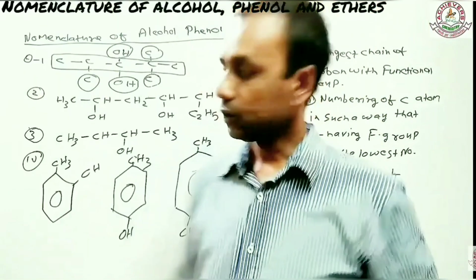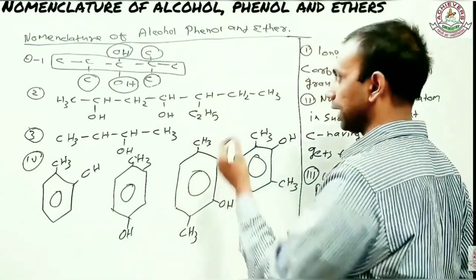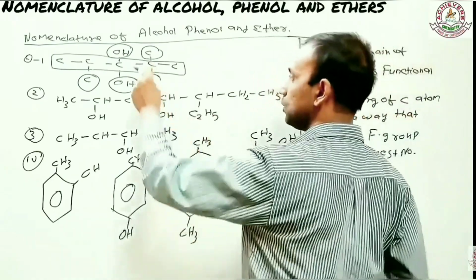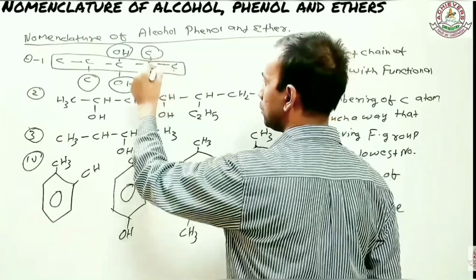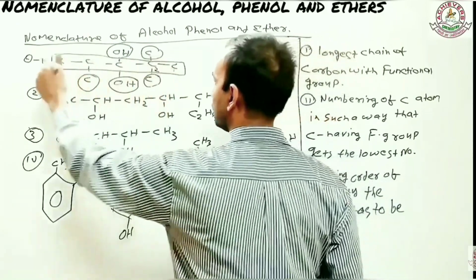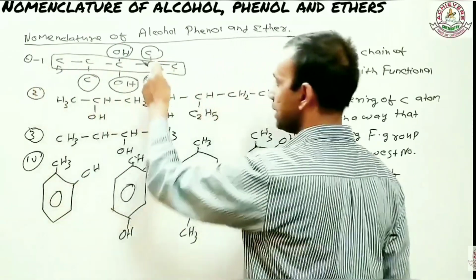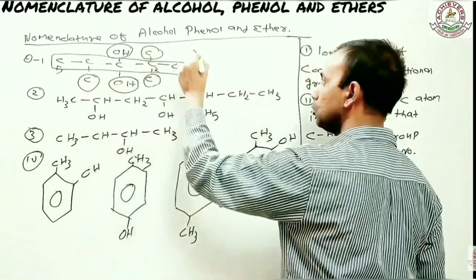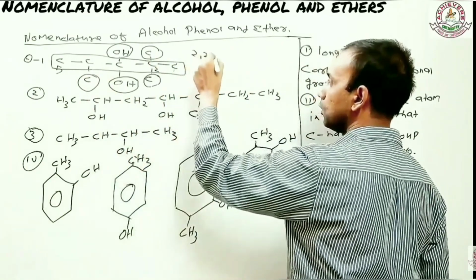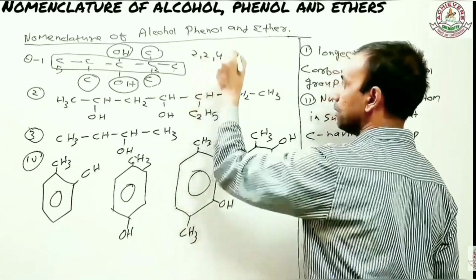So I'm going to give priority to the branching here, and I'm going to write the name. So let's see what this is. That one is 1, 2, 3, 4, and 5. So what we see on the second carbon and on the fourth carbon, you have methyl. So I'm writing 2, 2, and 4.